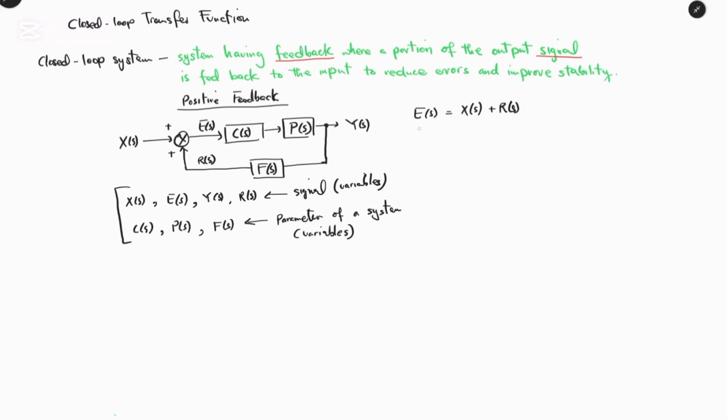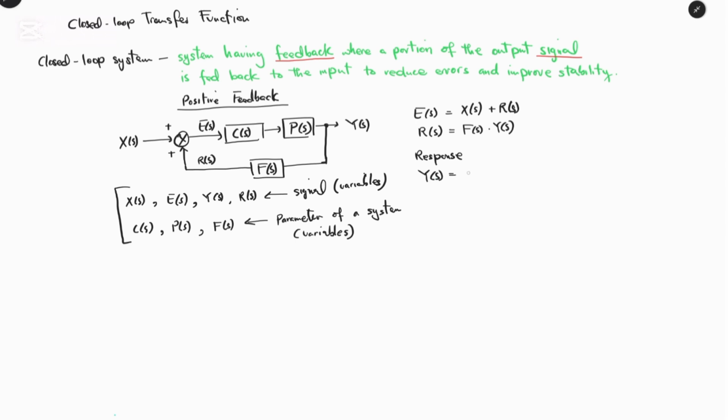And also we can look at the signal R of S, which is equal to F of S times Y of S. So this derivation is important in order for you to simplify how to obtain a transfer function. So from there we can look at the response of the system. So the response is Y of S.